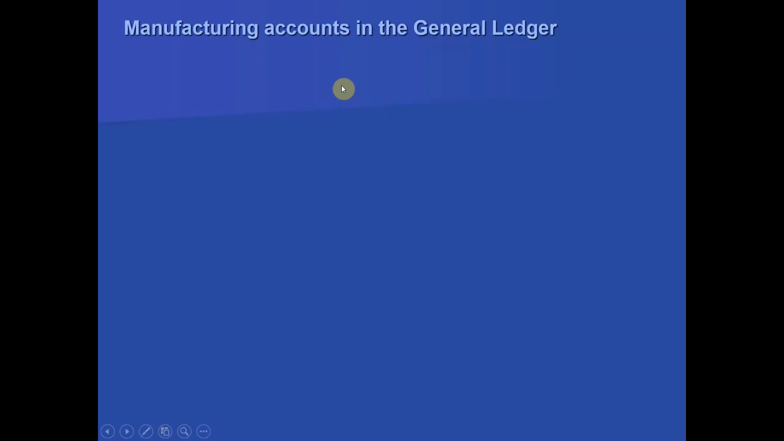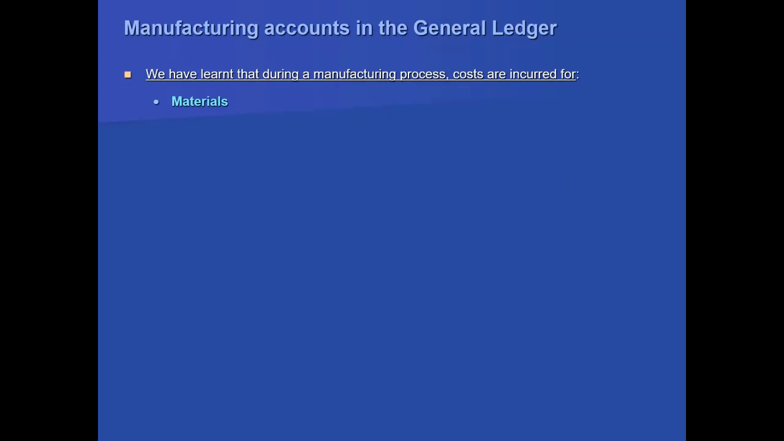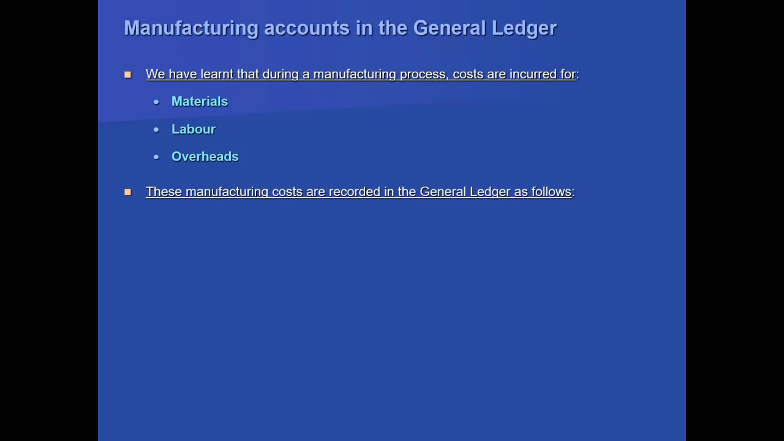In this video, we are going to focus on the manufacturing accounts in the general ledger. We have learned that during a manufacturing process, costs are incurred for materials, labor, and overheads. These manufacturing costs are recorded in the general ledger as follows.